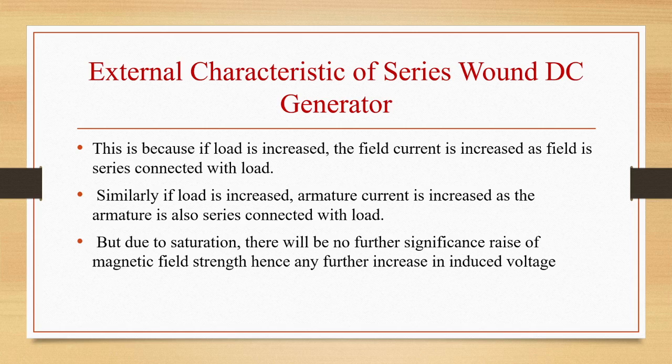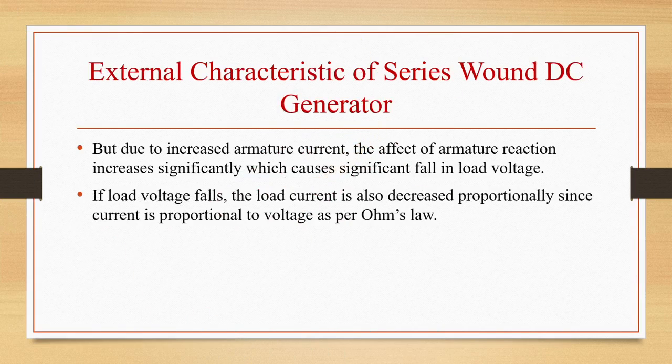Load increases, current increases, and also the field current increases. But due to saturation, there will be no further significant rise of magnetic field strength. Hence, any further increase in the induced voltage will decrease the current. But due to the increased armature current, the effect of armature reaction will increase significantly, which will cause a significant fall in load voltage. So what is happening here? Load increases, current is also increasing, whether it is armature current or field current, but the effect of armature reaction also increases significantly, causing a significant fall in load voltage.